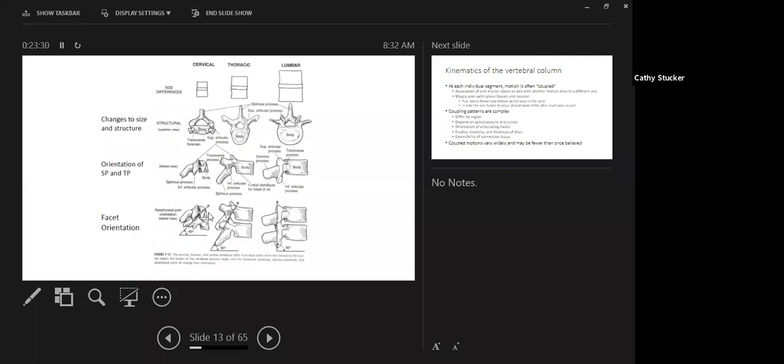This is just to give you some reference. And I think the most important thing in this slide, because you've seen this one before, is that it's comparing the different vertebral segments. The first column is cervical, the second column is thoracic, and the third column is lumbar. And we're looking at their changes in size and structure on that first column.